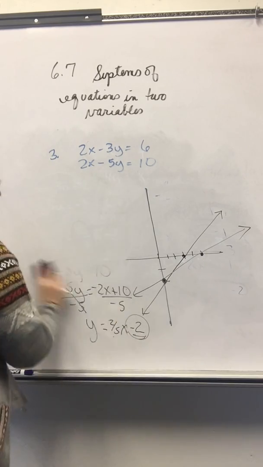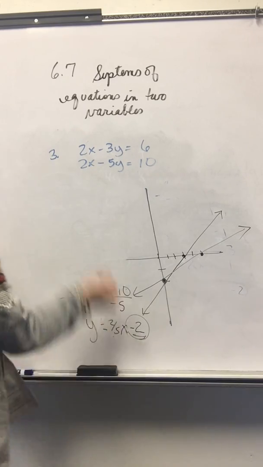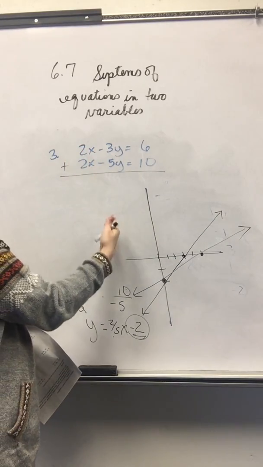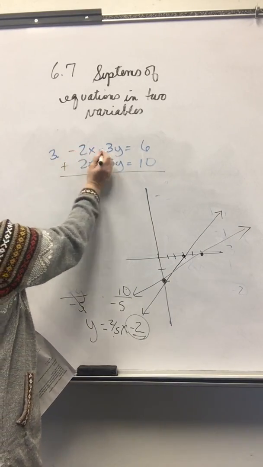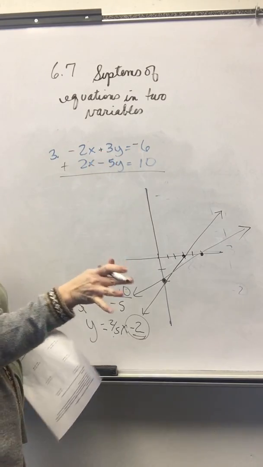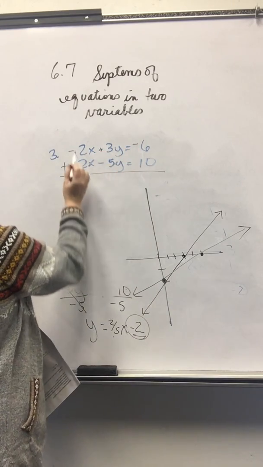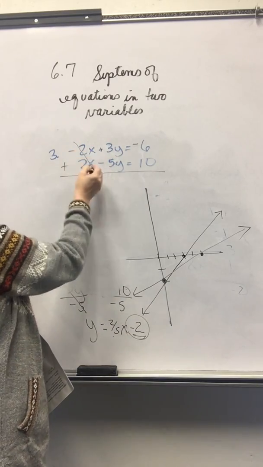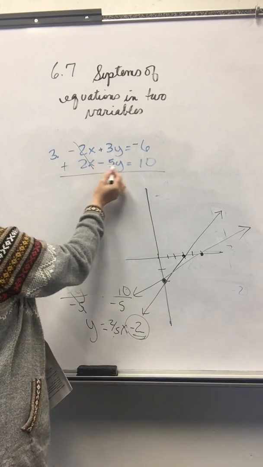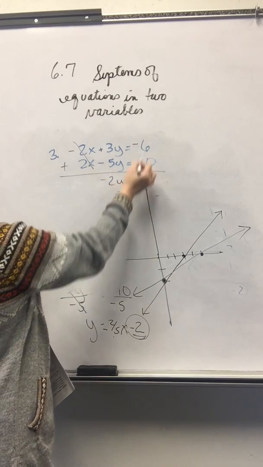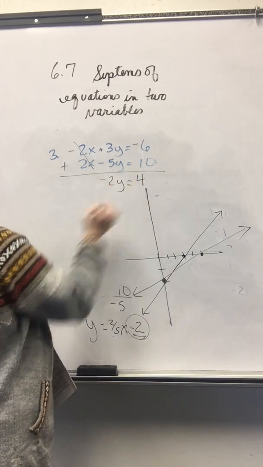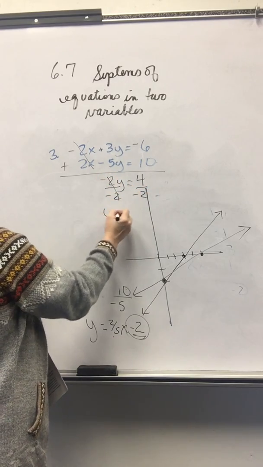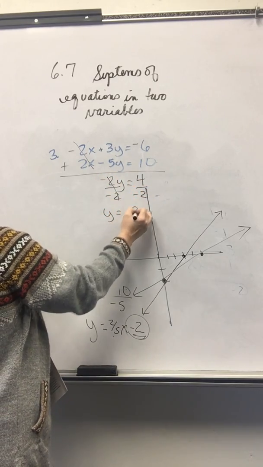Now I'll do that with the addition method. So if I were going to add these two together, right now nothing cancels. But if I changed all of these to the opposite sign, which you're allowed to do, or I could have done it down here, but multiply through by a -1, which switches the signs, then the x's cancel. 3 minus 5 is -2. -6 plus 10 is 4. Divide both sides by -2, and y equals 4 divided by -2, which is -2.